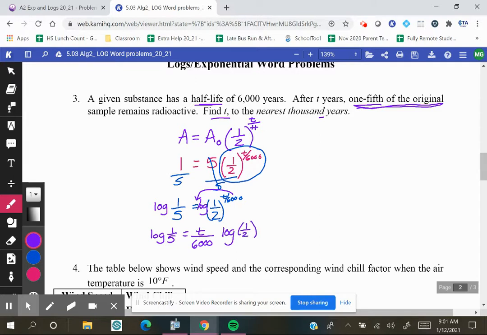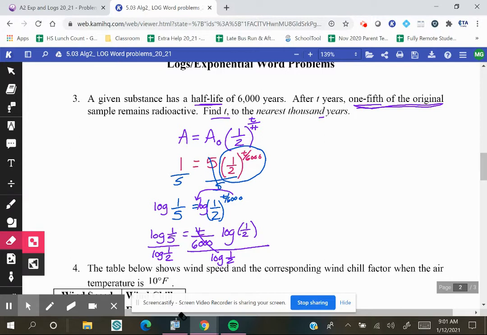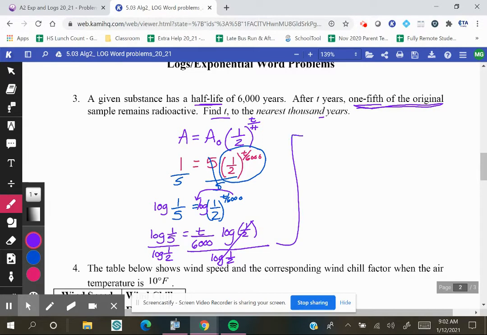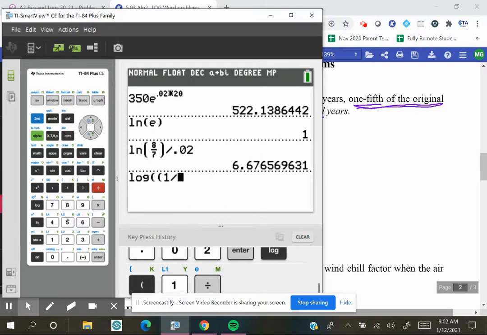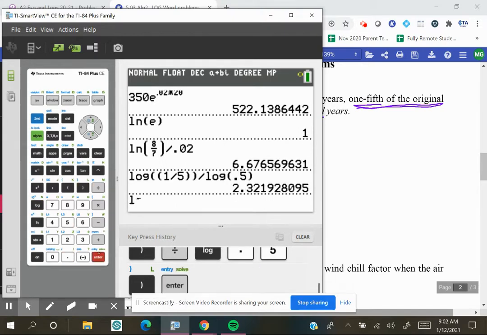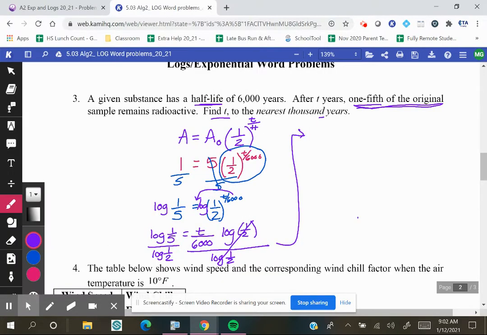I'm solving for t, so I need to get that. I'm going to try to get the t over 6,000 by itself. So I'm going to divide both sides by log of 1/2. Oops, that didn't cancel. And these canceled. I'm going to bring it up here. I'm just going to go to my calculator, type in log of 1/5, and an extra parenthesis there, divided by log of 1/2. And I'll write out my decimal.